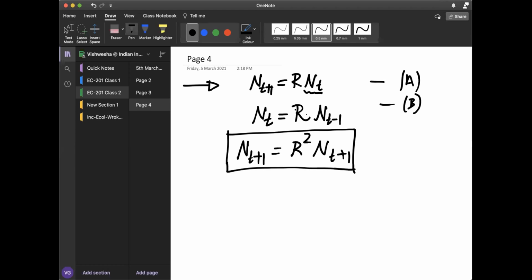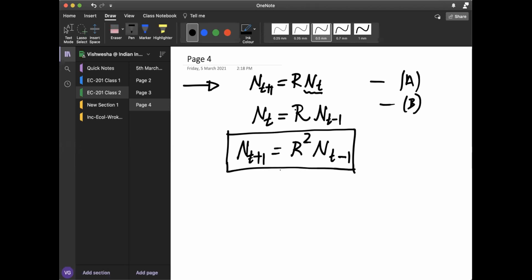What I have done is in A, I have substituted NT from equation B, and therefore I have this equation C. Okay, and so would that be T minus 1? T minus 1. Oh, yeah. I'm so sorry. Yeah, that obviously is T minus 1. Thank you.